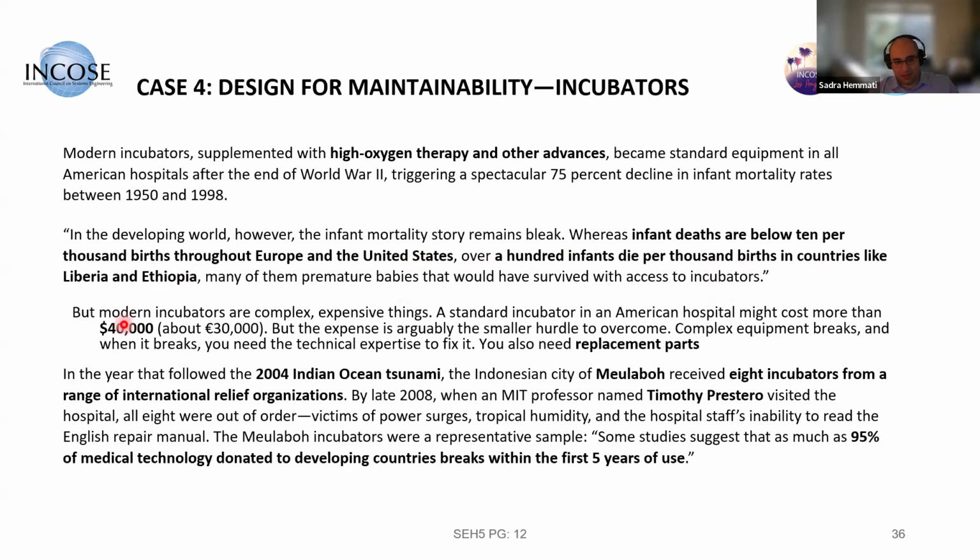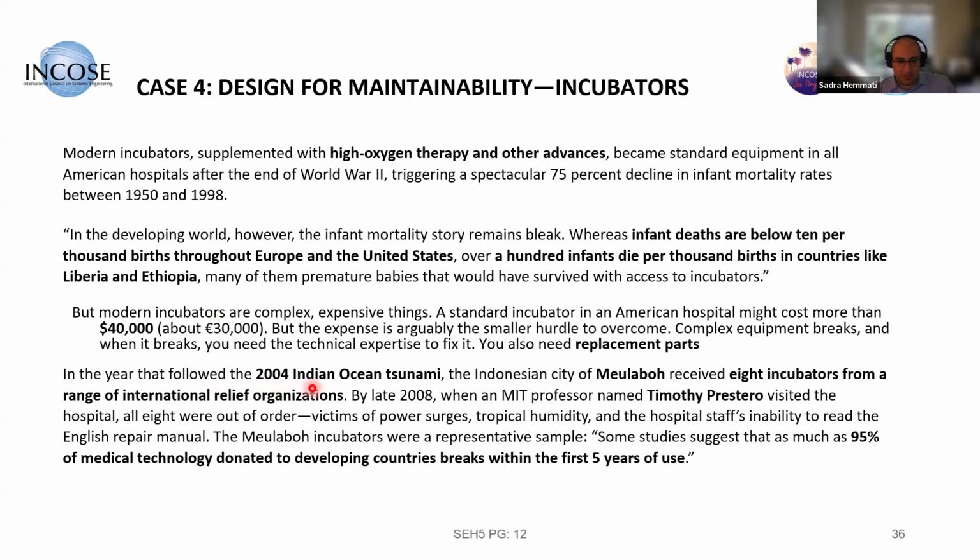That's the reason, because of the cost, and not only the cost of acquisition or purchase, but also if something breaks, replacing it would be very expensive and needs skilled workers to be able to do that. And the whole chain is broken in countries like Liberia and Ethiopia.